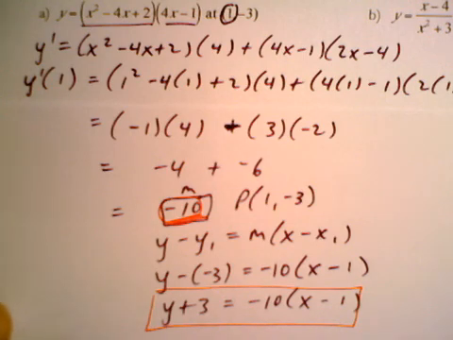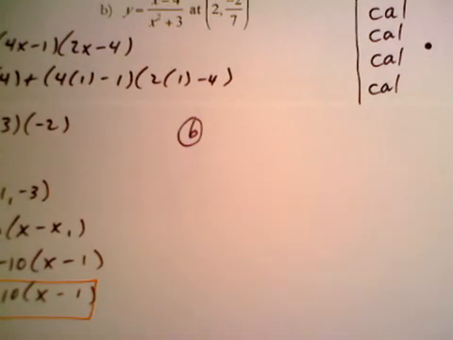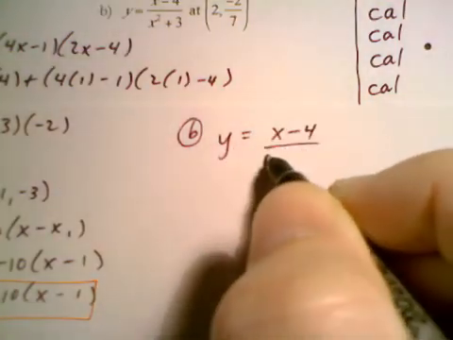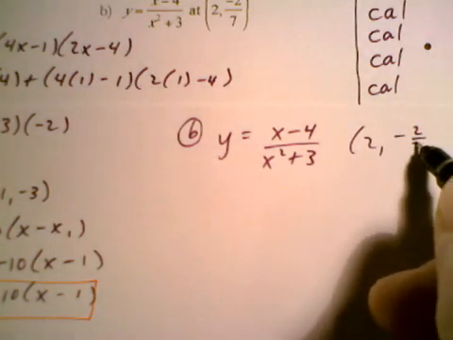Doesn't look like I left myself a lot of room for the second problem, part B, so let's do that down here. Okay, so B, let me get more light here. We have the function y is equal to (x minus 4) over (x squared plus 3), and we have the point (2, negative 2/7).